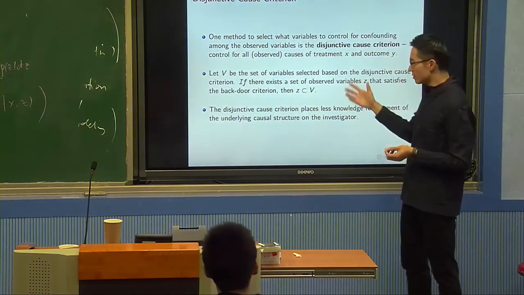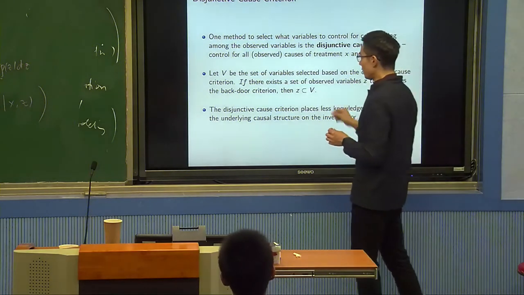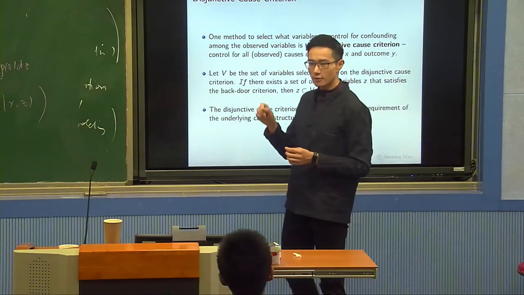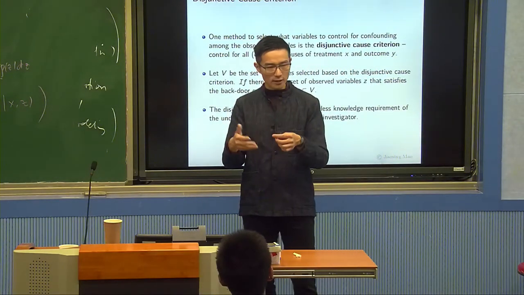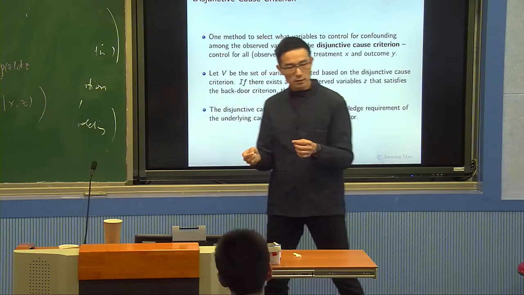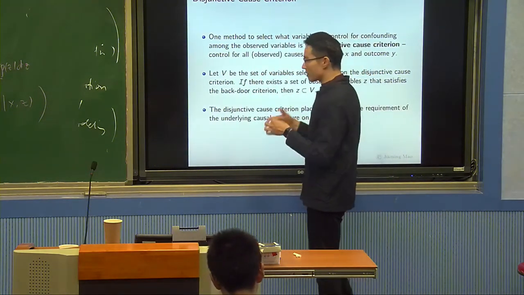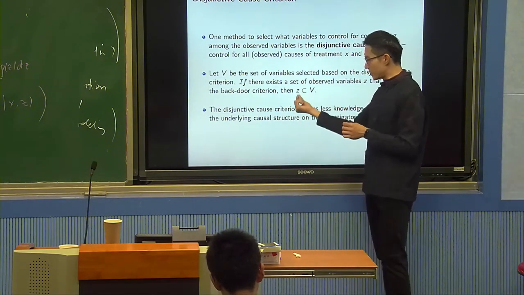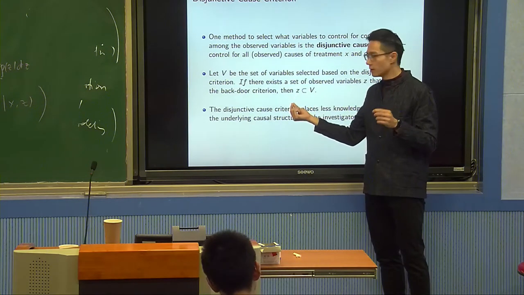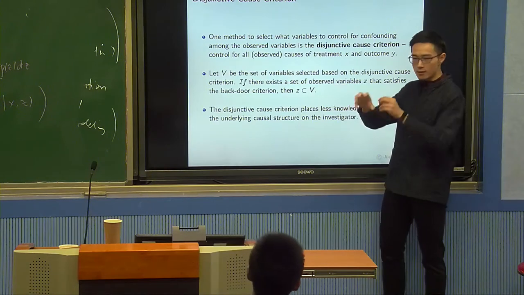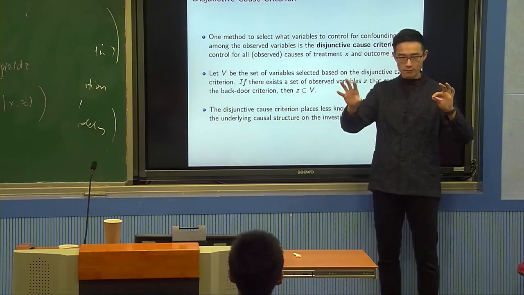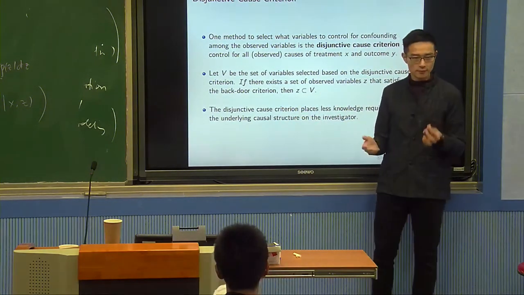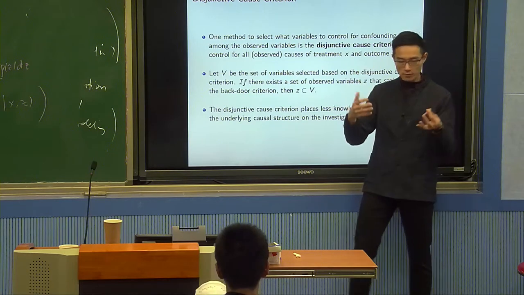Now, why? Because the idea is very simple. You can very easily prove that if you do this, then you will block all the backdoor paths, if the variables that satisfy the backdoor criteria are observed. In other words, if there is a Z that satisfies the backdoor criteria, then Z will be in this set V. What is V? V is the union of the observed causes of X and causes of Y. So that's the idea.